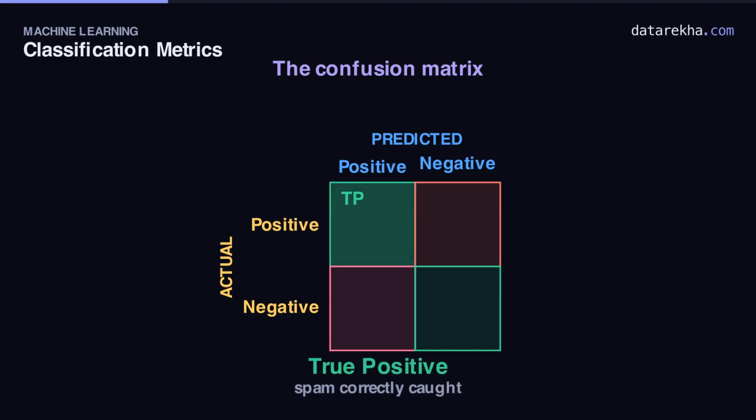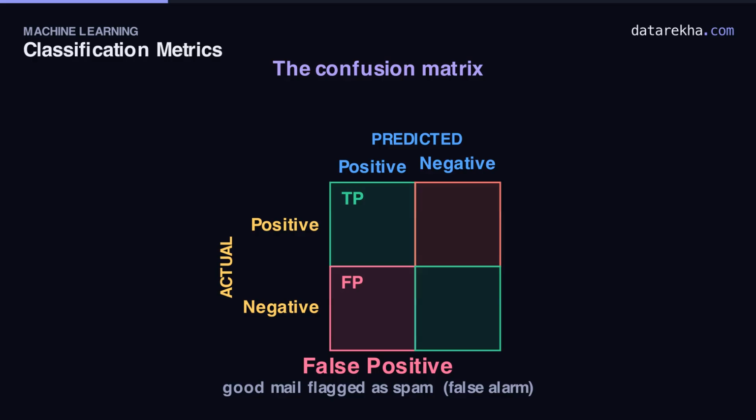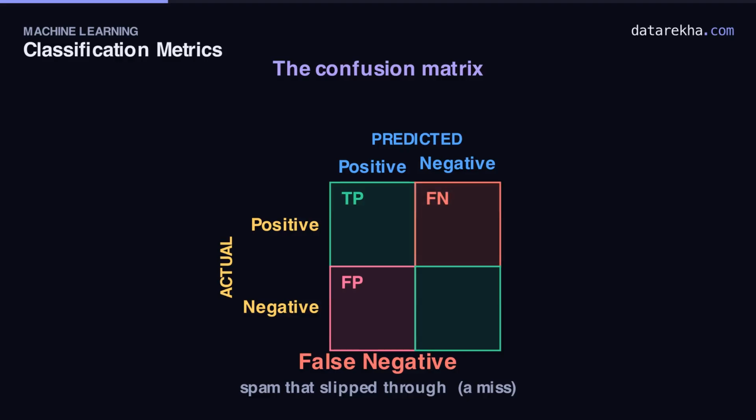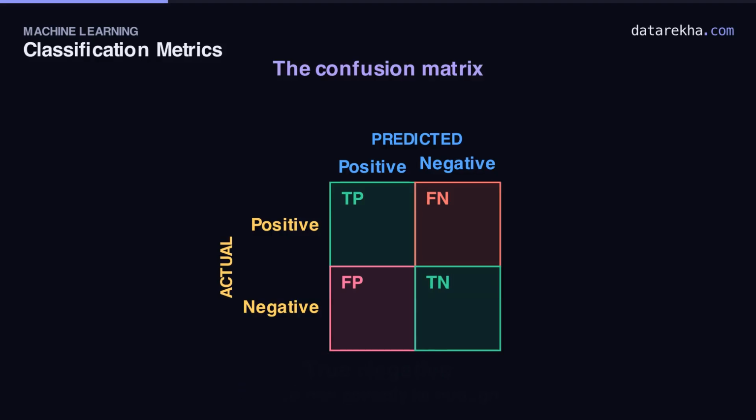A true positive: predicted positive, and it really was. Think of a spam filter. Junk mail correctly sent to the spam folder. A false positive: we shouted positive, but the truth was negative. A real email from a friend, wrongly dumped in spam. A false alarm. A false negative: we said negative, but it was actually positive. A spam email that sneaks into your inbox. A miss. And a true negative: predicted negative and correct. A genuine email safe in your inbox. 2 of these are right, the green diagonal. 2 are wrong in different ways.